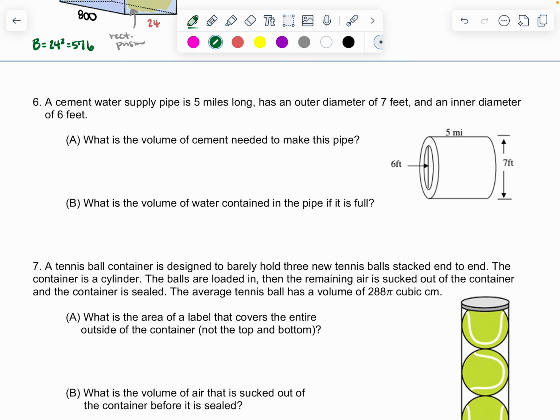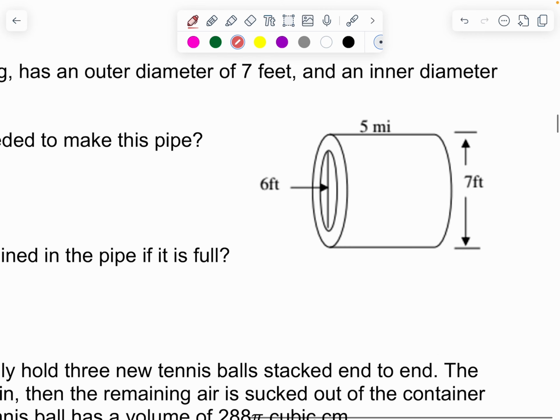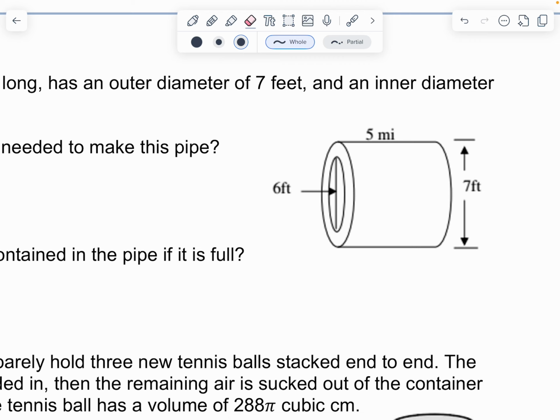All right, moving on. Number 6, a cement water supply pipe is 5 miles long. It has an outer diameter of 7 feet and an inner diameter of 6 feet. Okay, what is the volume of cement needed to make this pipe? So clearly we are finding the volume of just the outer cylinder, right? So we already know that this is going to be cylinder minus cylinder, like we've talked about so many times.